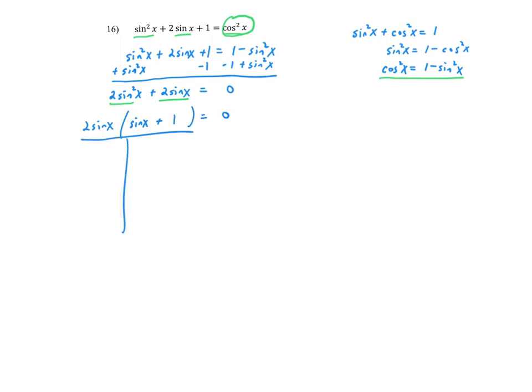Tea time! Set the factors equal to 0. Over on this side, divide both sides by 2. The angles where the sine value is 0 are 0 or pi. On the other side, sine of x equals negative 1. The angle where the sine is negative 1 is 3 pi over 2.